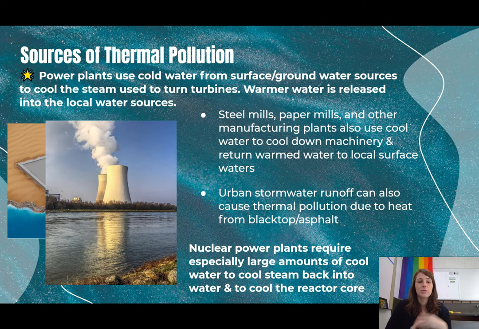Now, we are going to see this from power plants, but we also see it with steel mills and paper mills and other manufacturing plants, because they're going to use the cool water to actually cool down their machinery. And then that warmed water is, again, going to be returned to local surface waters, which is going to be bringing up the temperature of those water sources nearby these mills. Another source of thermal pollution is urban stormwater runoff, because that water is going to be warmer because blacktop and asphalt are warmer. And so as the water runs over them, it is going to be warmed up, and then it's going to go into the local waterways at warmer temperatures.